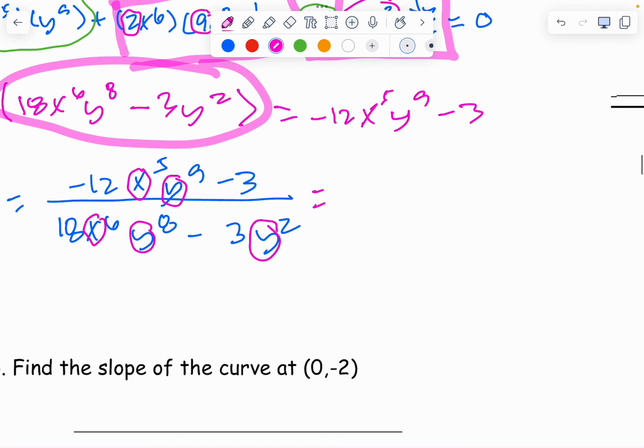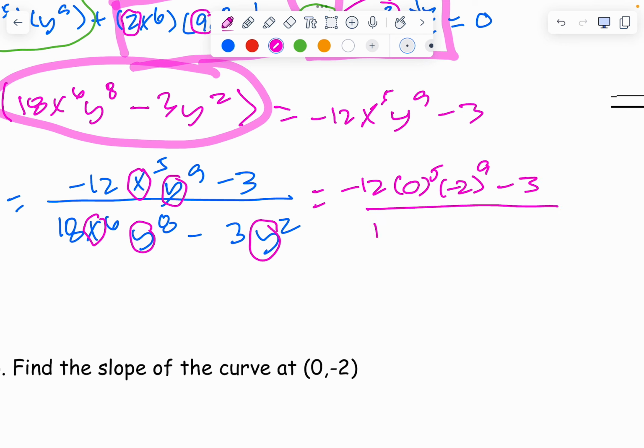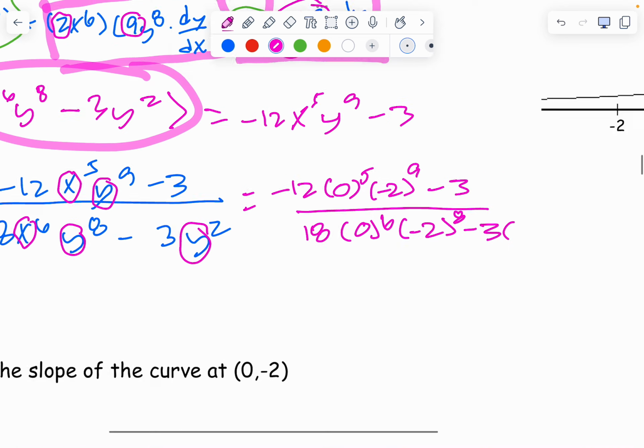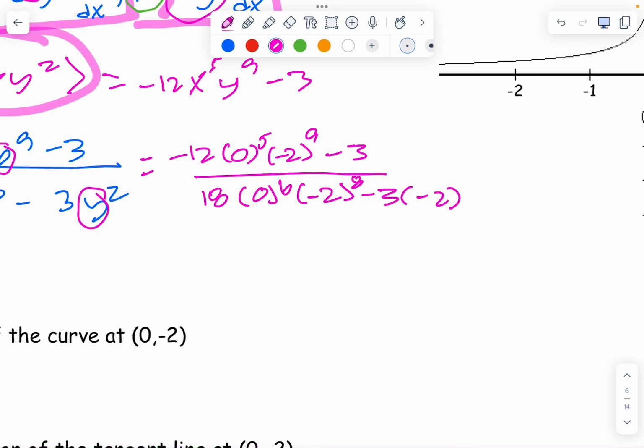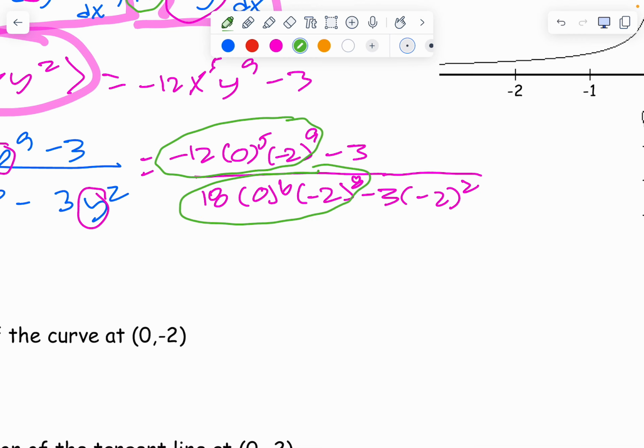So we have -12 times 0 to the power of 5, minus 2 to the power of 9, minus 3 on top. 18 times 0 to the power of 6, times -2 to the power of 8, minus 3 times -2 to the power of 2. Okay, let's see why this is going to be really easy in the end. What is all that chunk going to give me? 0. What about all of this? 0. So that tells me I have -3.